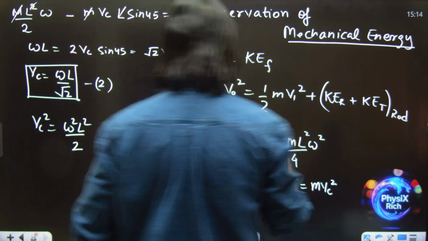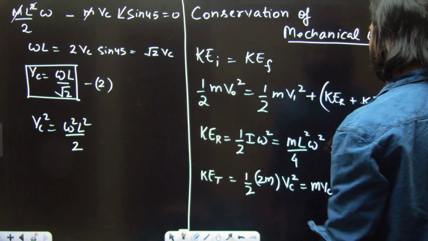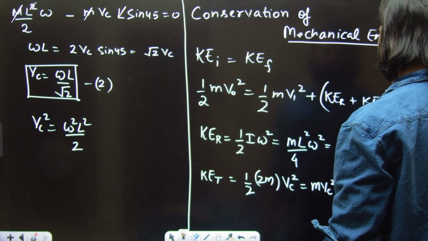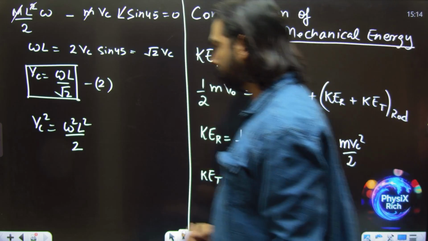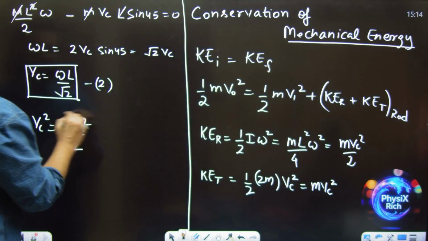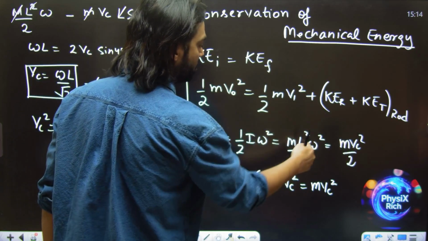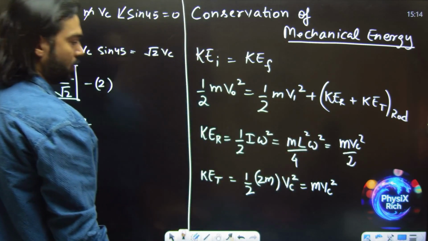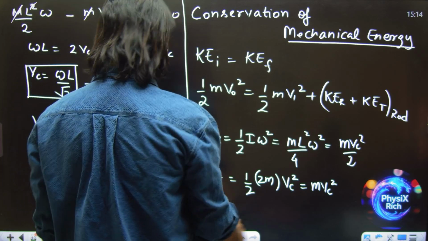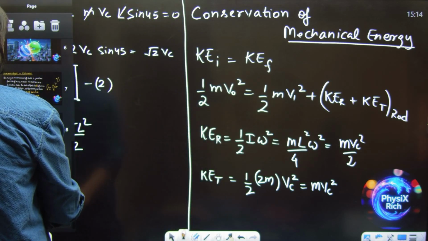So omega square L square is going to be 2 Vc square. So this becomes m Vc square upon 2. Okay. This omega square L square is going to become 2 Vc square. So I'll just put a 2 Vc square over here. So the 2 and 4 will cancel. It becomes 2. So now, what do I have?